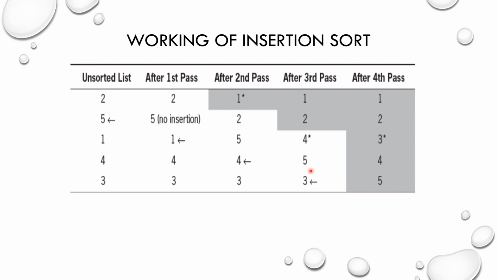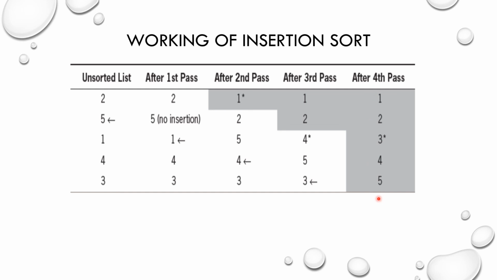After that, when the value of 3 is coming, 5 will be shifted to a position after 4, 4 will be shifted to the position of 5, and 3 will come at this position. In this way, all the elements get sorted. That is what insertion sort is doing. It is sorting the elements of the list.